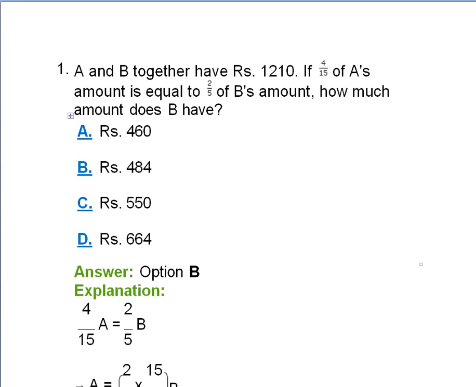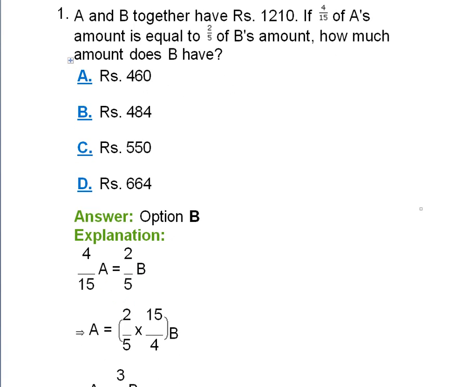So moving on to the questions. A and B together have 1210 rupees. If 4 by 15 of A's amount is equal to 2 by 5 of B's amount, how much amount does B have? Okay, so we know that the amount of A is that and the amount of B is that. So we will write it like 4 by 15 A equals 2 by 5 B in this form.